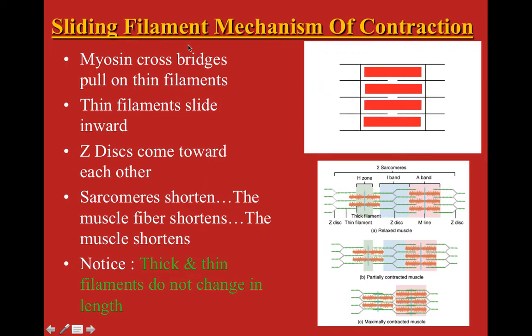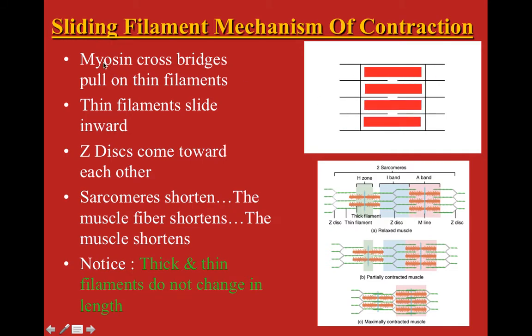Now, we're going to look at the mechanism of contraction. Notice what's happening here. This is a simple illustration of 4 different sarcomeres stacked together. The thin filaments and thick filaments are going to slide past each other. So when they're together, it's a contraction. Going apart is a relaxation.